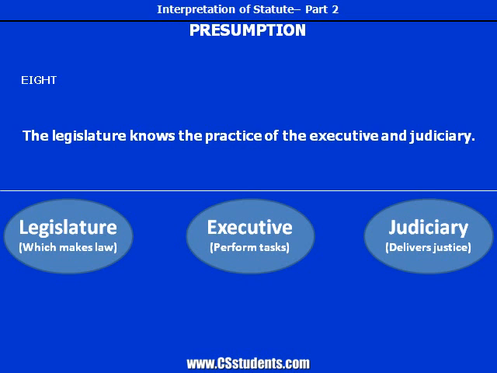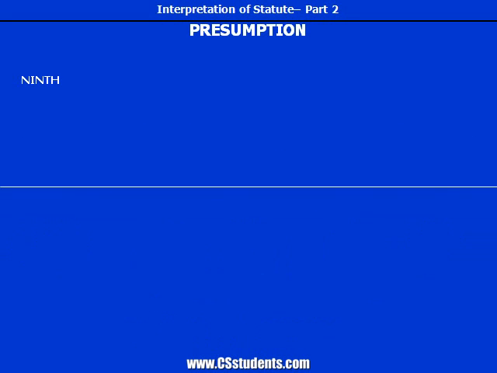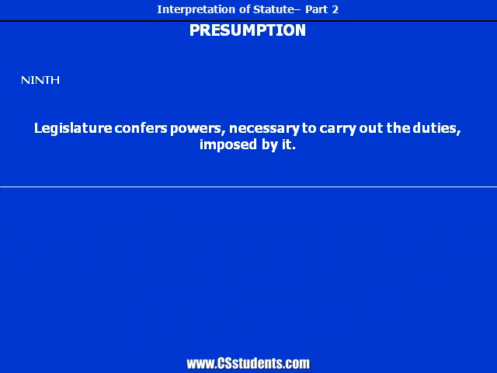The executive and judiciary play a vital role in the implementation of laws, and they have their own processes and procedures for this purpose. The presumption is that the legislature is aware of the processes followed by each element, and accordingly the law shall be made. Ninth, the legislature confers powers necessary to carry out the duties imposed by it.